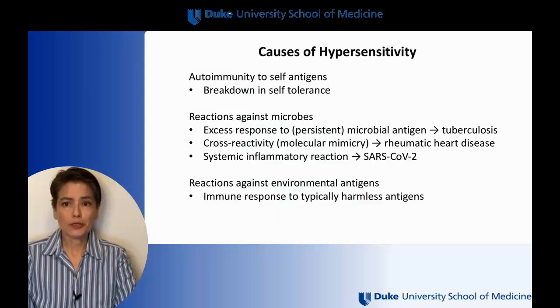One is we can see autoimmunity to self-antigens as we get breakdown in self-tolerance. We can get reactions against microbes in which we have an excess response to microbial antigens, and an example of persistent microbial antigens is what we see in tuberculosis. We can get cross-reactivity, which we refer to also as molecular mimicry. We see this in rheumatic heart disease, which we will cover in week 12. And we can get an exuberant systemic inflammatory reaction, SIRS, and we see this in COVID-19. Another cause of hypersensitivity is reactions against environmental antigens that are typically harmless. So this can be dust or pollen.